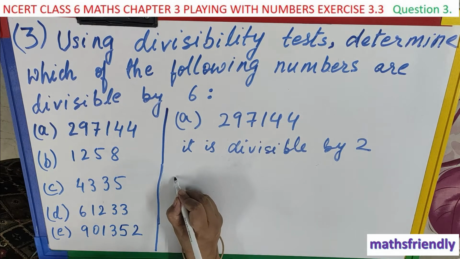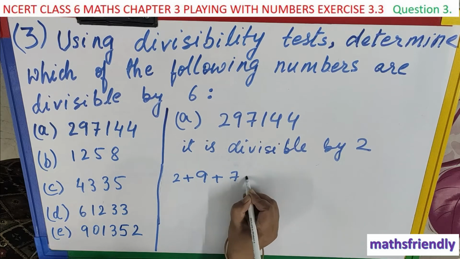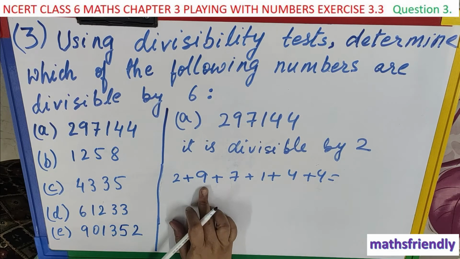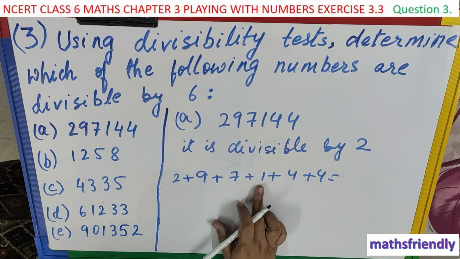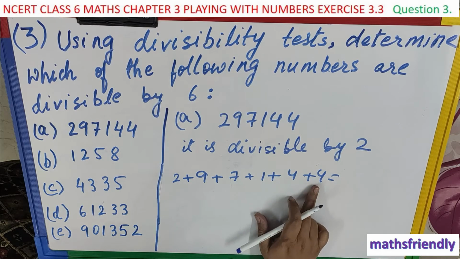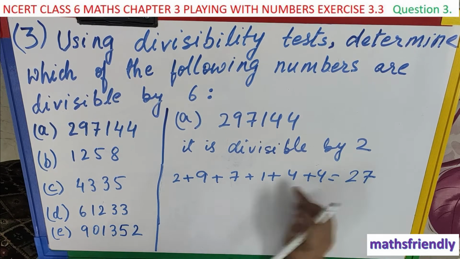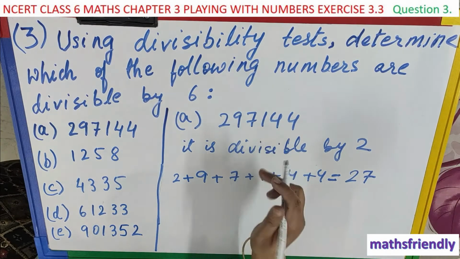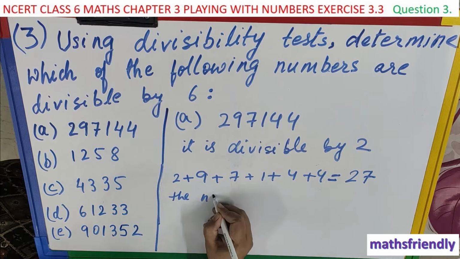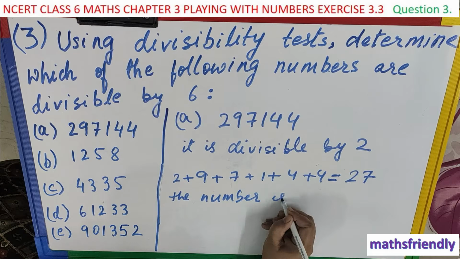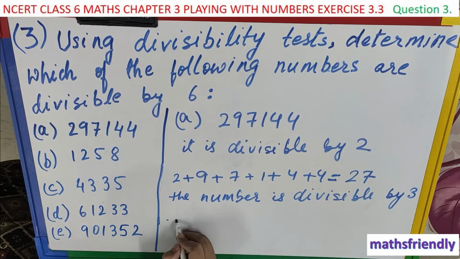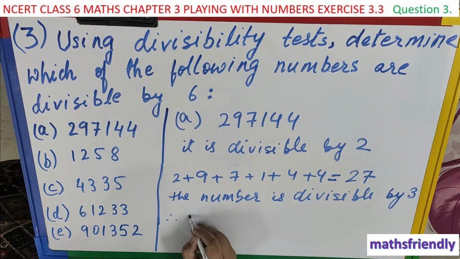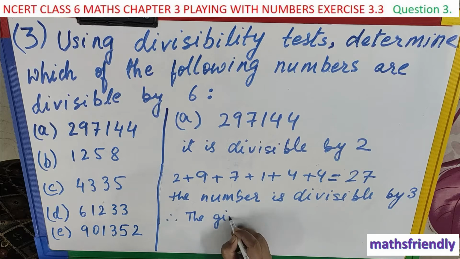Okay, so 2 plus 9 plus 7 plus 1 plus 4 plus 4, right? 2 plus 9 is 11, 11 plus 7 is 18, plus 1 is 19, 19 plus 4 is 23, 23 plus 4 is 27. Yes, the sum of the digits is 27 and it is divisible by 3. It means the number is divisible by 3. Therefore, what can we see? See, it is divisible by 3 and the number is also divisible by 2. Therefore, the given number is divisible by 6.